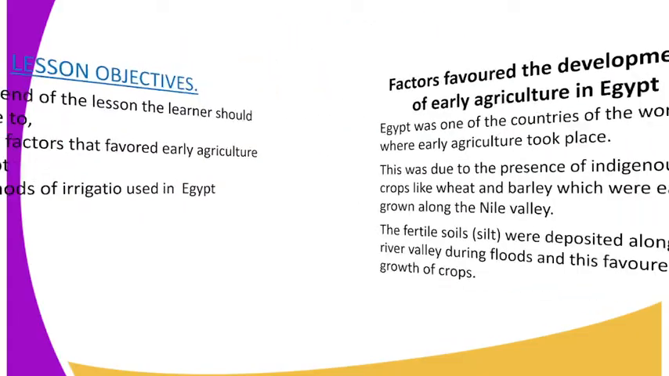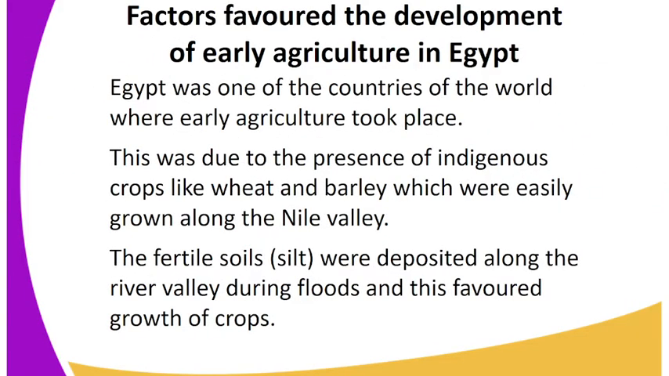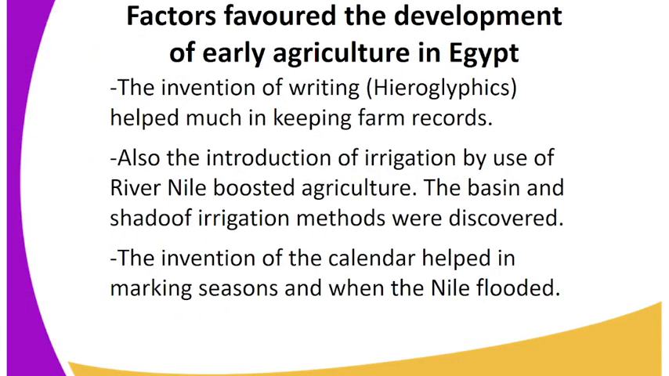When you're talking about early agriculture in Egypt, you will find that a number of factors favored the development of agriculture. Egypt was one of the countries of the world where early agriculture took place. This was due to the presence of indigenous crops like wheat and barley, which were easily grown along the River Nile. Another thing, there was presence of fertile soil, which was deposited along river valleys during floods, and this favored the growth of crops.